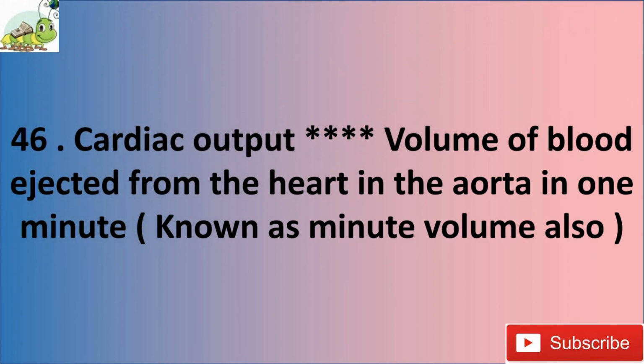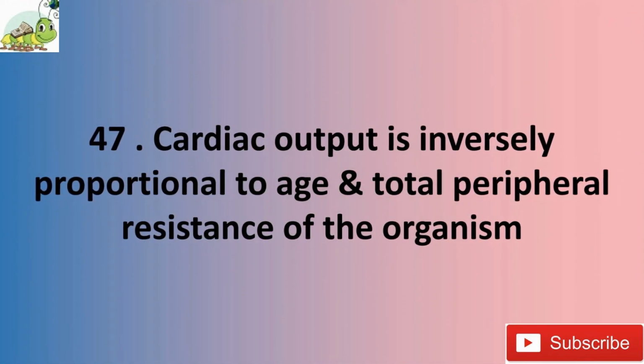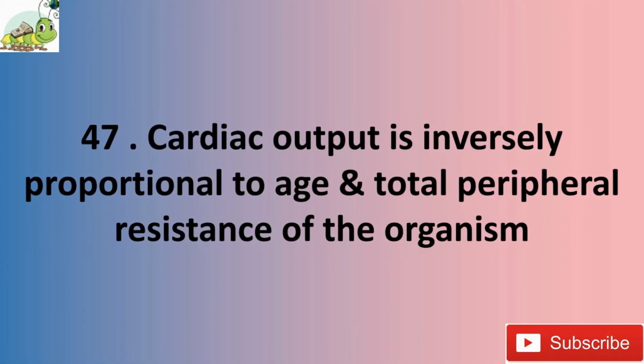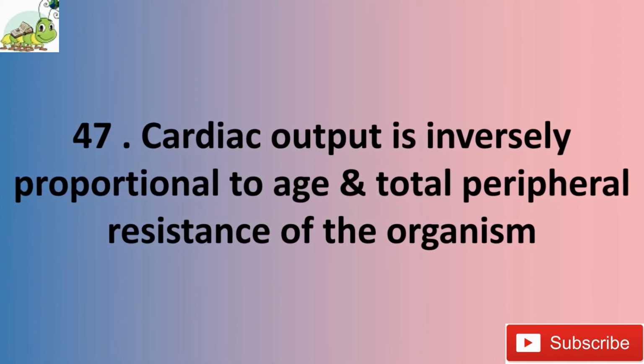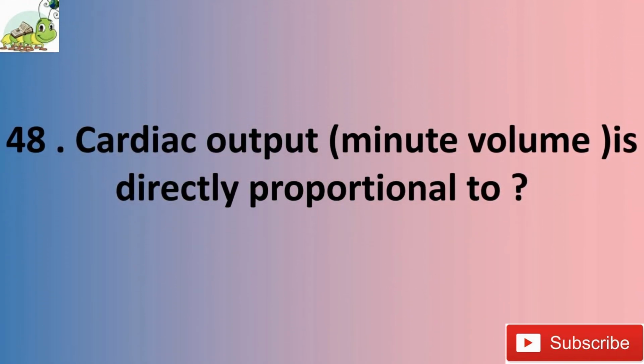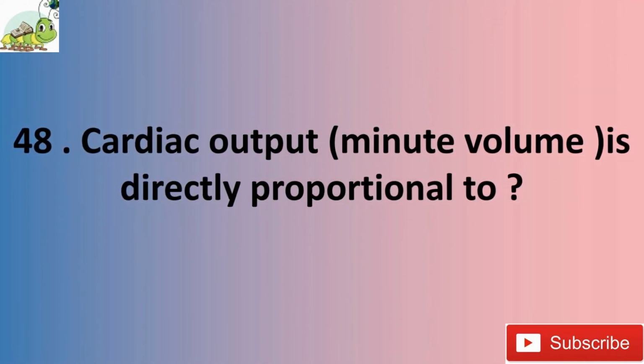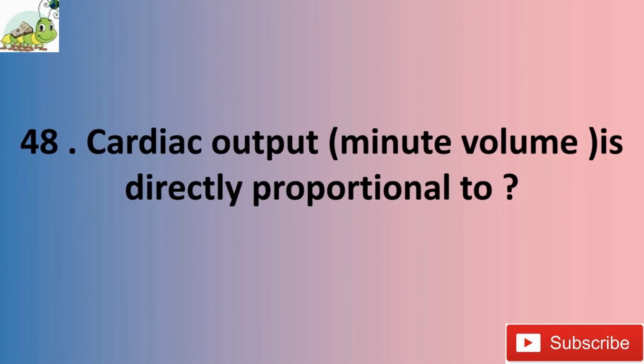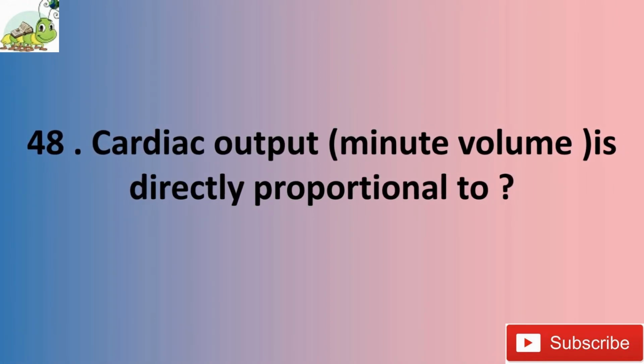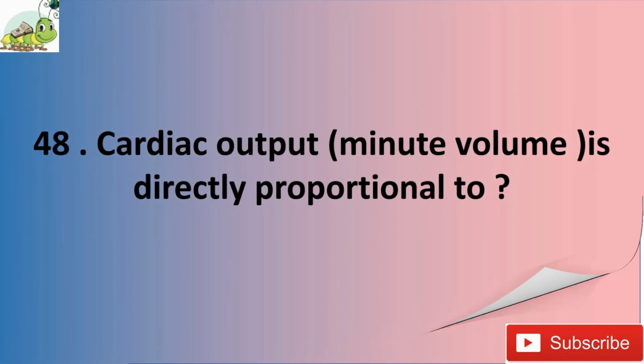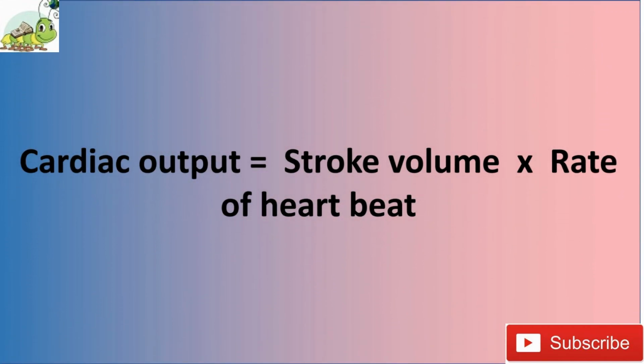Point number 46. Cardiac output. It's the volume of blood ejected from the heart into the aorta in 1 minute, known as minute volume also. 47. Cardiac output is inversely proportional to age and total peripheral resistance of the organisms. Point number 48. Cardiac output, minute volume, is directly proportional to size of organisms, venous return, amount of blood entering the heart, age, etc. Point number 49. The equation of cardiac output.